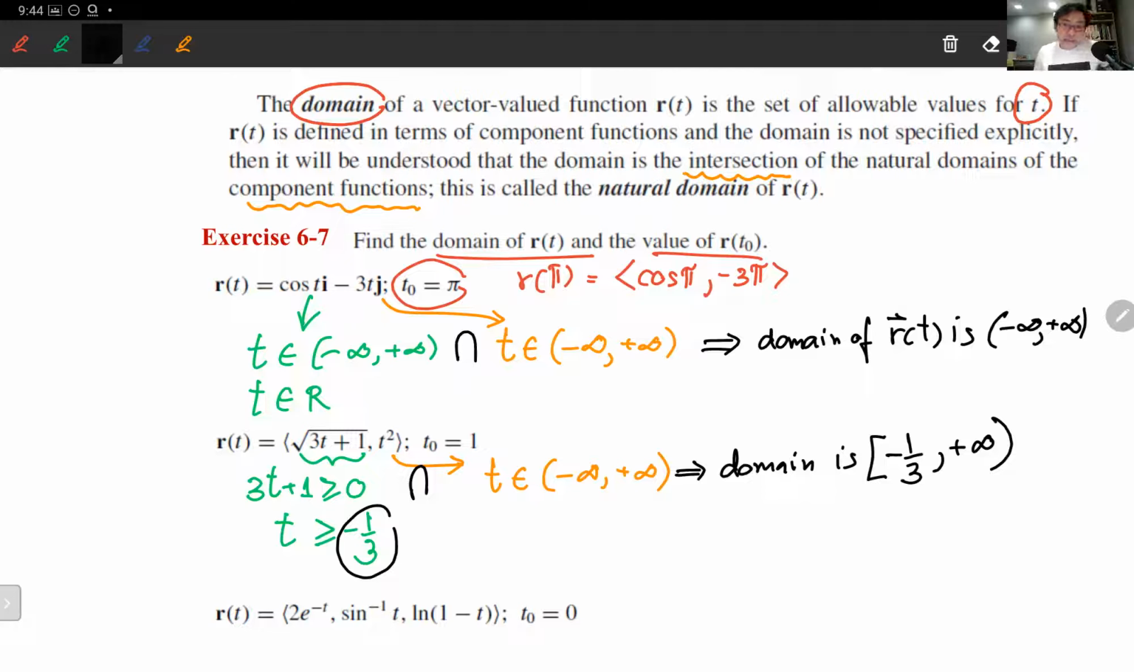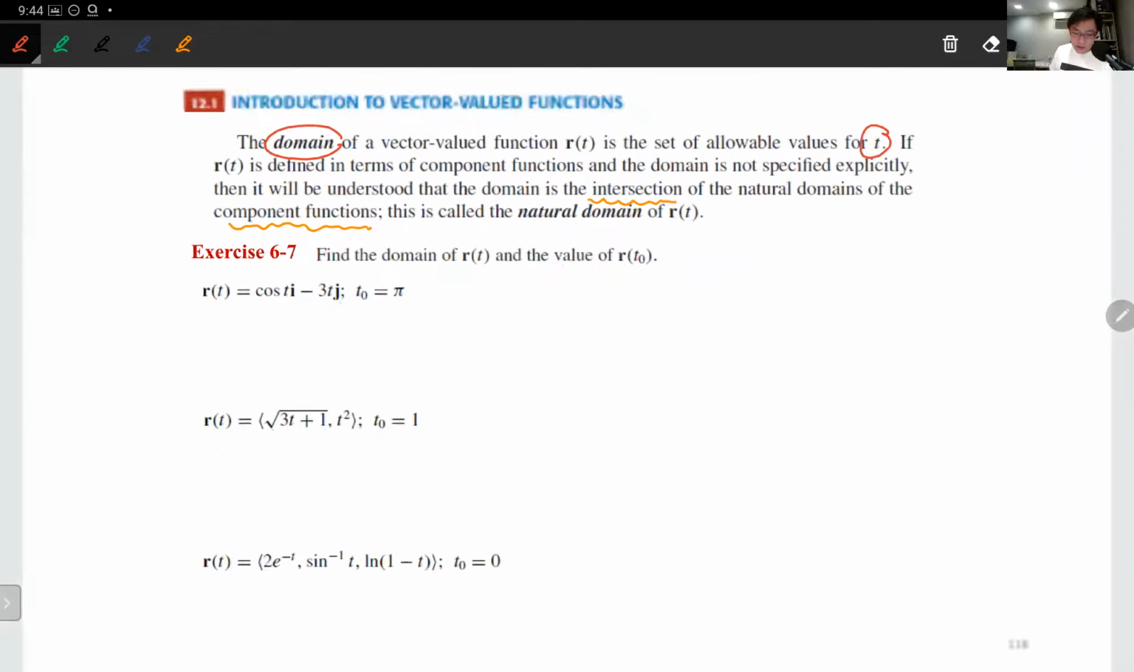Okay. Not bad. Evaluation of this vector valued function is going to be done in a straightforward manner. If you want r at 1, all you need to do is just substitute this thing in. So it's square root of 4, 1. So it's just 2, 1, for example. Not bad.